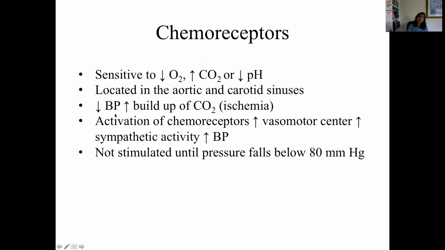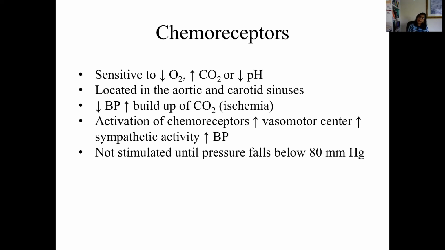So whenever there is a less than normal blood pressure, then there is less blood reaching the tissue, therefore there is a buildup of CO2. It's because you're not removing CO2 as readily. You may call that condition ischemia. Less oxygen supply and the buildup of CO2 are all typical changes that you would expect with the decreased blood supply.